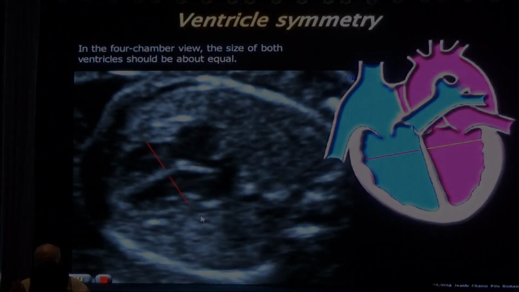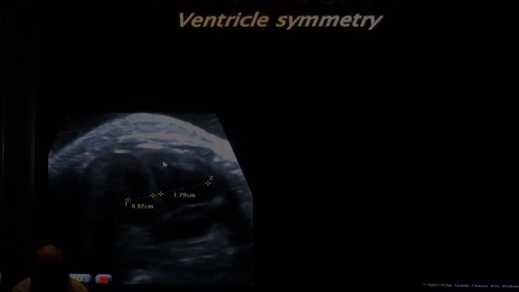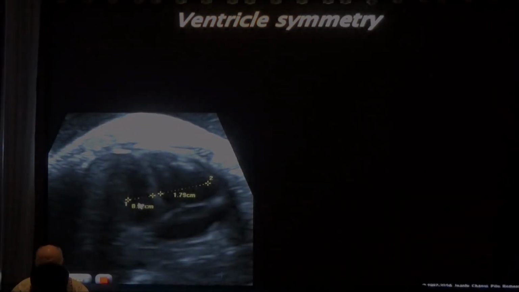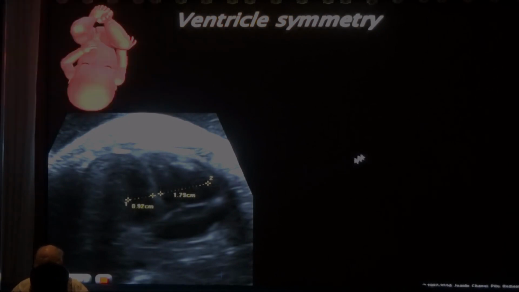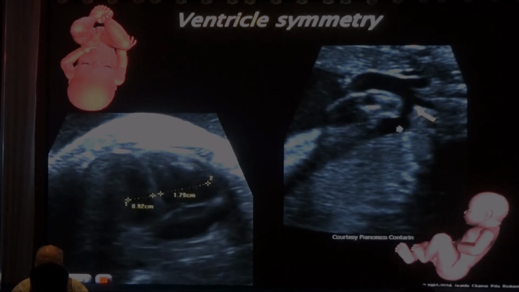Now both ventricles are working against the same resistance, and since they're working against the same resistance, they have about the same size. In the fetus, the right ventricle can be up to 20% larger than the left ventricle. So a little bit of right ventricle preference there. But if you see something like this, in which the left ventricle is 9 millimeters and the right ventricle is 18 millimeters, this is really outside the normal range. And the first thing to do at this time is to look for an aortic arch and see if you see a defect in the back of the aortic arch. This is very classical of coarctation of the aorta.